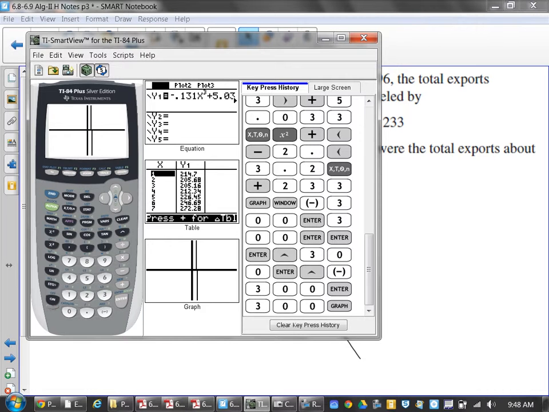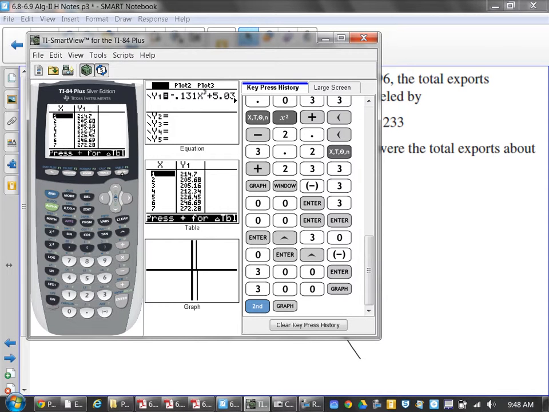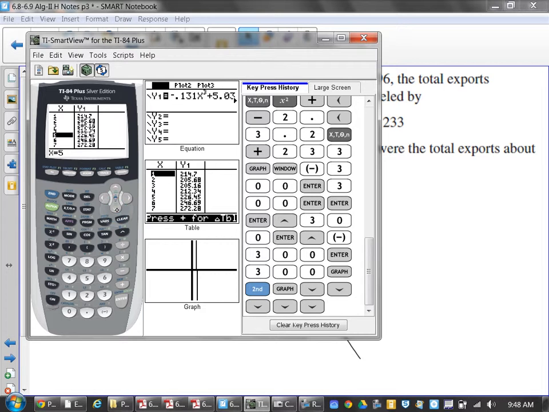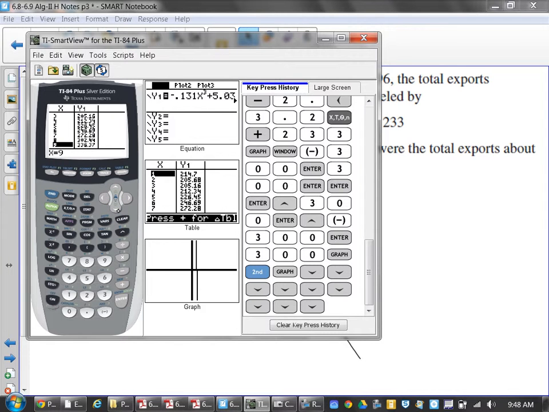No. What do I look at? I look at my table, and I'm looking for the value of y to equal 312.76, so 312.7 something. As I'm scrolling through, you see how it jumps from 302 to 336? What happens somewhere between 302 and 336? 312, right? So somewhere around 8.3 years later. So what is 8 years later than 1980?